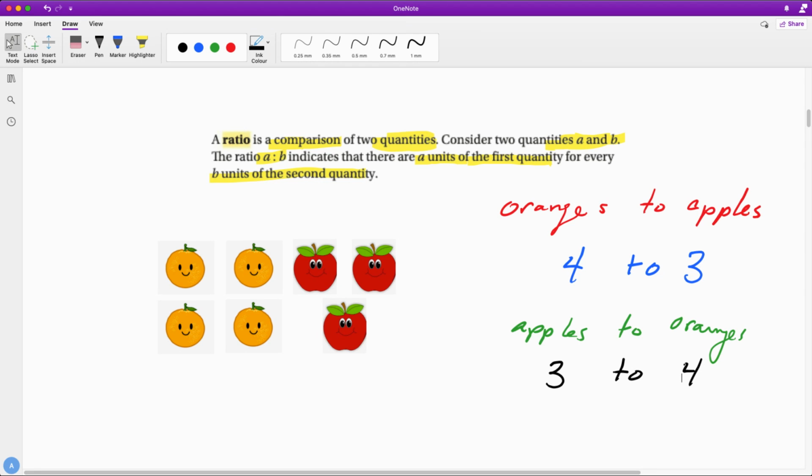All right, but just know that a ratio is a comparison of 2 quantities. And it's telling us how many we have of the one quantity for however many we have of the other. So for every 4 oranges, we have 3 apples. All right, everyone, it's really, really important that you understand that it's a comparison of 2 quantities, and it's allowing us to say how many units we have of the first quantity for every units of the second. Let's go ahead and move on to the next part.